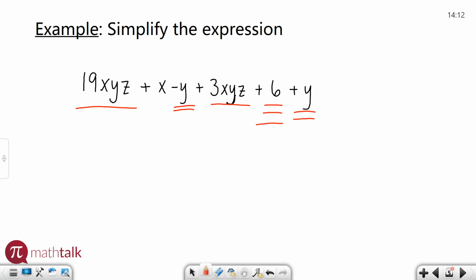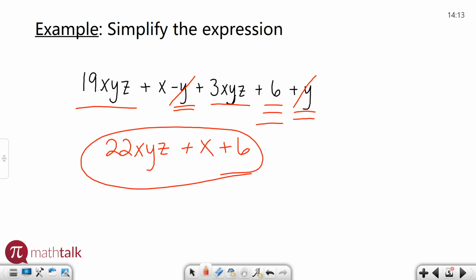So let's combine the like terms. 19 plus 3 is 22. And then just throw on the variables, x, y, z. Plus x, since there's no other like terms, I'm going to go ahead and just plus x, leave it down. Negative y plus y just cancels out because negative 1 plus 1 is 0. Those are basically gone. And then the only thing left is the plus 6.